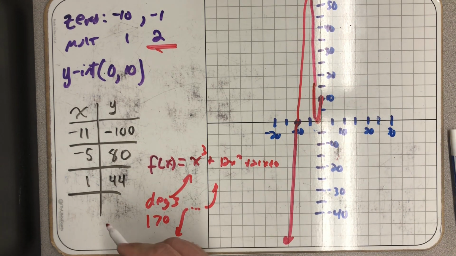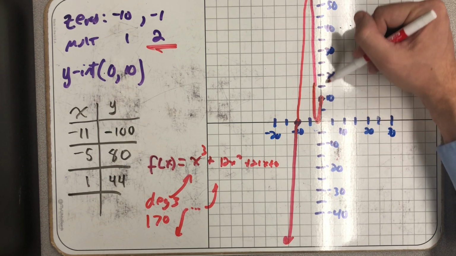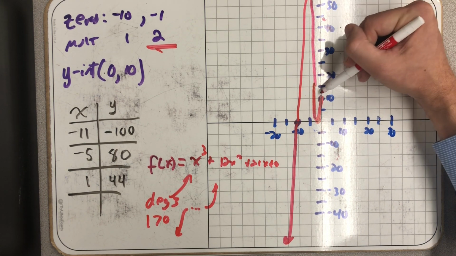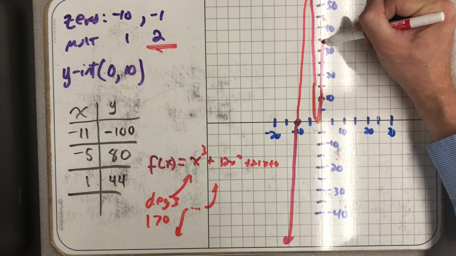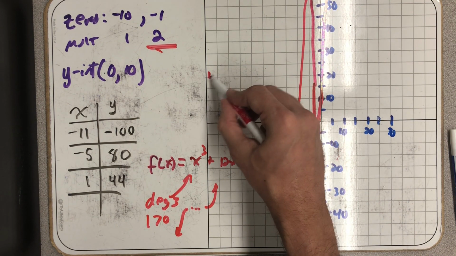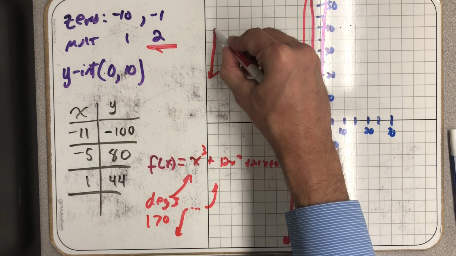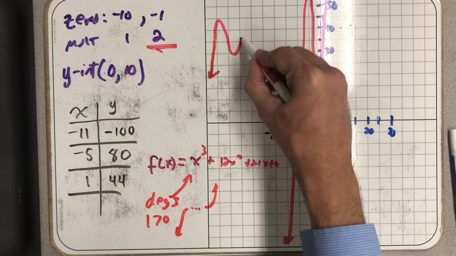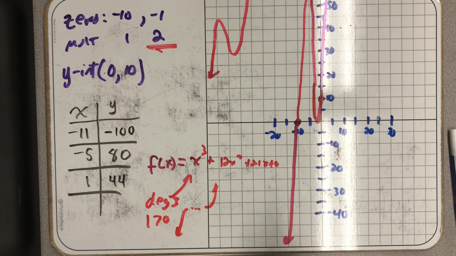All right, and then at 1, I'm at 44, and I finally have a point I can actually draw right about there. So my polynomial shape looks like this. It goes up, comes down, hits the axis, and then goes back up. It's just really steep in both places. So we've graphed that polynomial function. Let's see if we can graph another one.